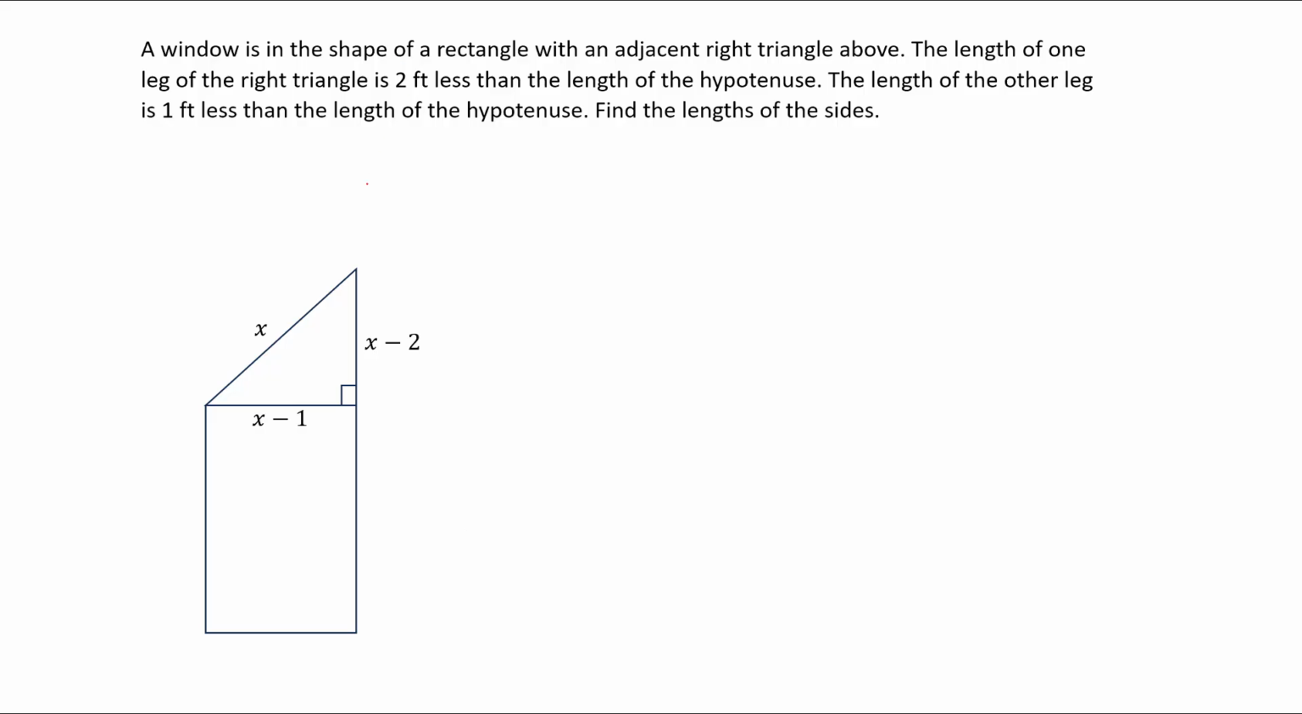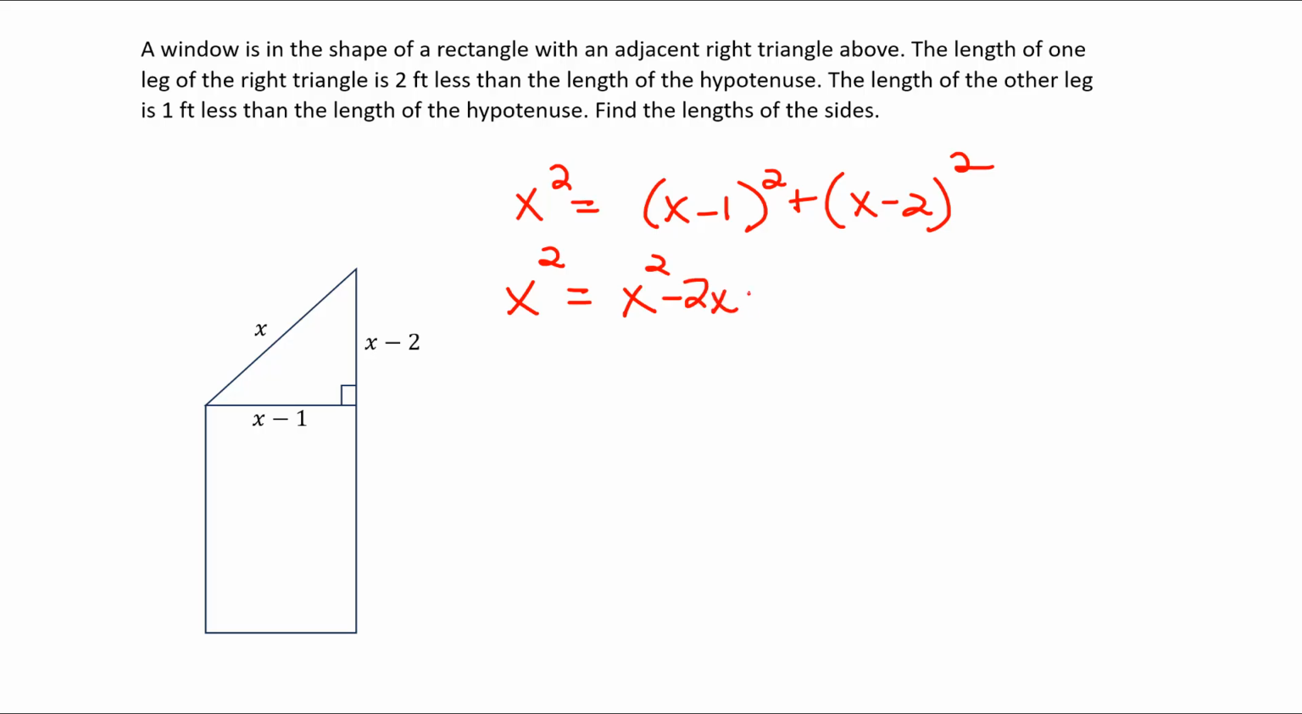So that's okay. We know that for a right triangle, the sum of the squares of the legs is equal to the square of the hypotenuse. So x squared is going to equal this leg squared plus this leg squared. And when I multiply all this out, I'm going to have x squared is equal to x squared minus 2x plus 1 plus x squared minus 4x plus 4.